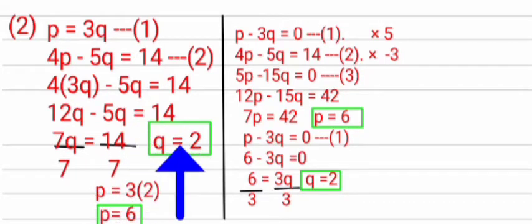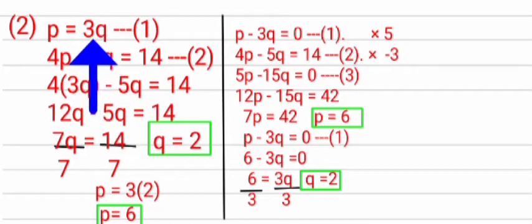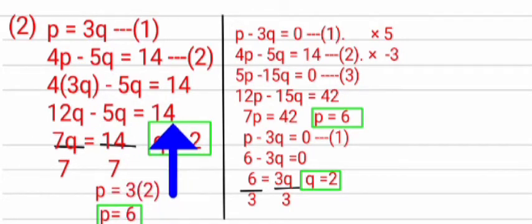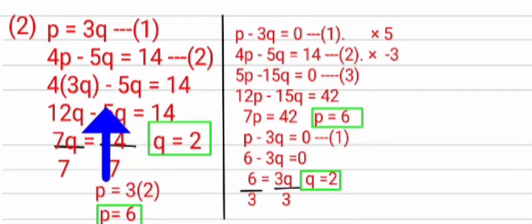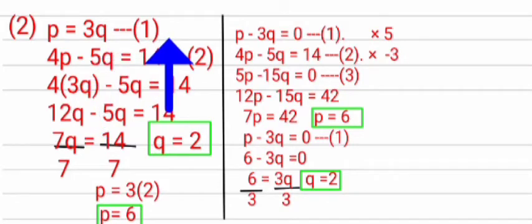What do we do next? We substitute our answer for q into equation 1. So I'm going to have 3 times 2, that will give you 6. Now let's substitute this same q into equation 2 rather than equation 1, and see if we get the same answer. We're going to have negative 5 times 2, that will give you negative 10. Taking it over, that will give you positive 10, which will add up to 24. Divide both sides by 4, that will give you 6.